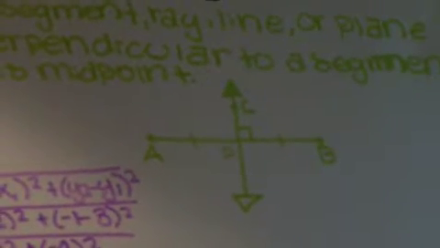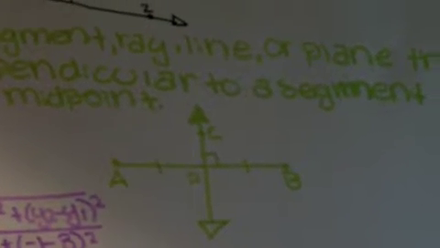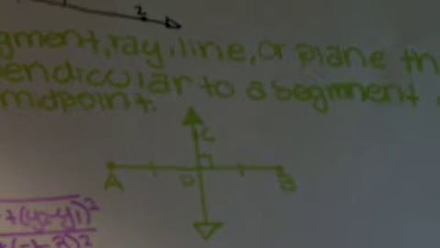Next is perpendicular bisector, which is a segment, ray, line, or plane that is perpendicular to a segment at its midpoint. Line AB is bisected by line C and forms a right angle as it is bisected.